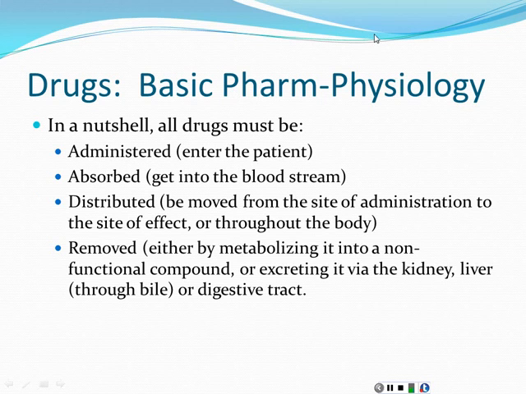All right, so basic pharmacology follows the movement of a medicine through the patient's system. So in the end, all drugs have to do all of these things. They have to be administered. In other words, they have to get into the patient, either into the mouth or to the veins. They have to be absorbed. They have to get from whatever you gave them into the bloodstream in order to be distributed to the body.